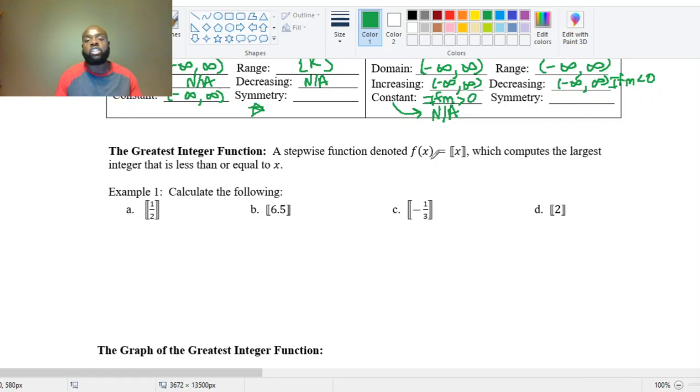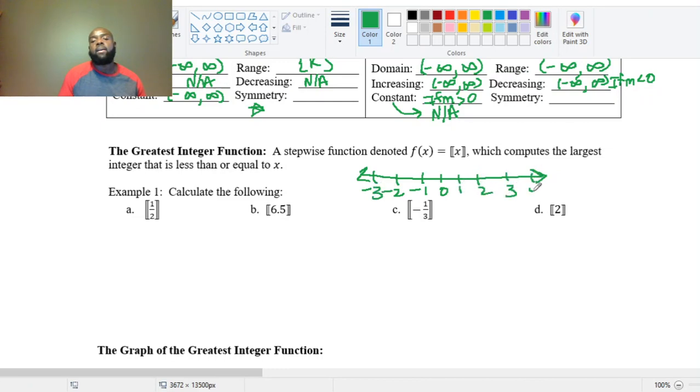The greatest integer function is denoted f of x equals, there's a square bracket, but with double vertical bars in order to make that square bracket, all right? This is the greatest integer less than or equal to x function. So it's the greatest integer less than or equal to x. The way I like to think about it, if I have a number line, the largest integer that's less than or equal to x, right?